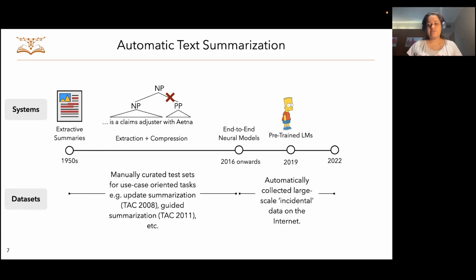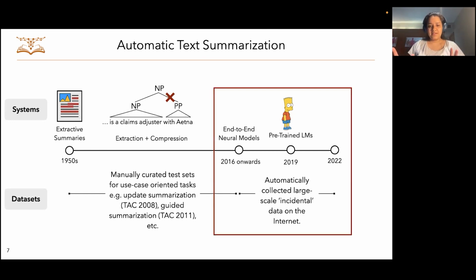And since then, we've mostly been training and testing our models on these large-scale datasets that we automatically scrape from the internet. So I'm going to talk about both these things in a little more detail now, but basically focusing on this part, which is 2016 to now.